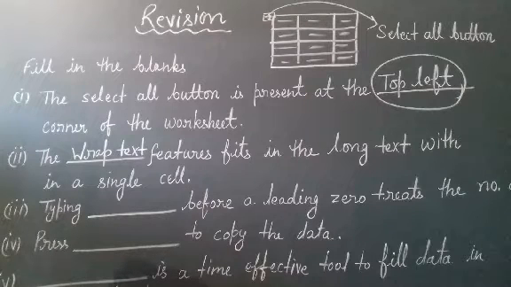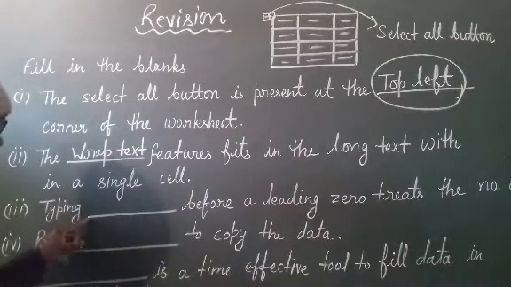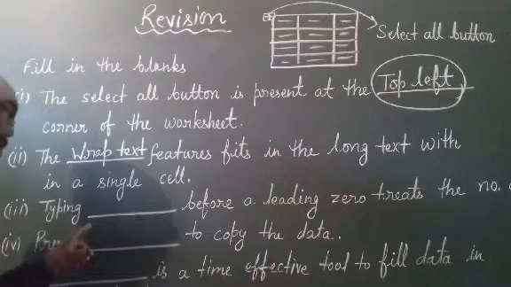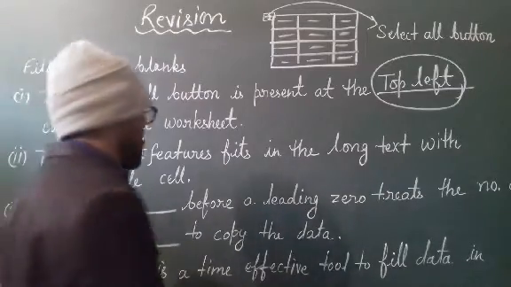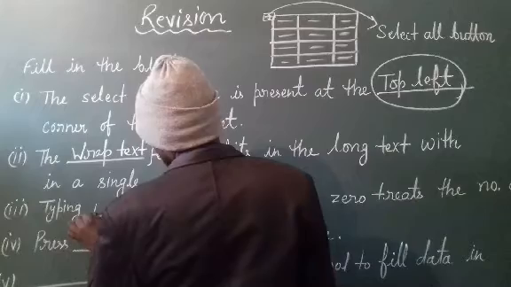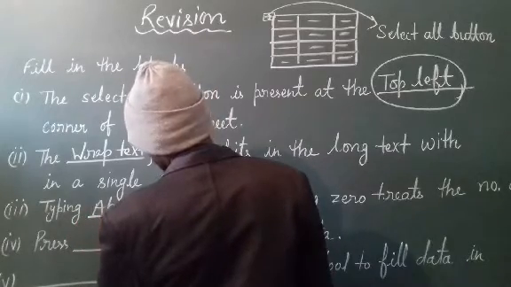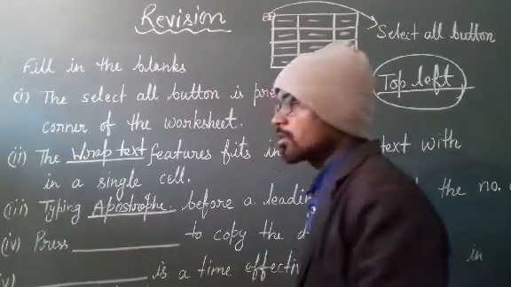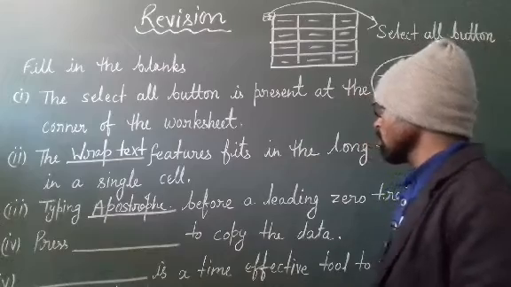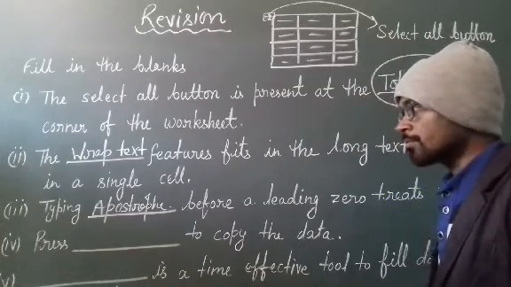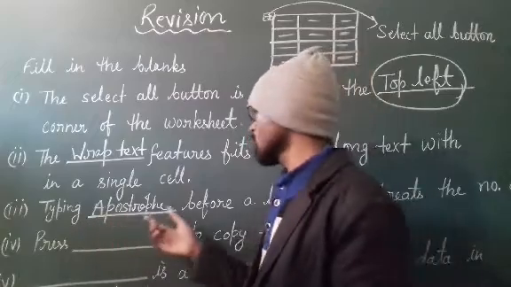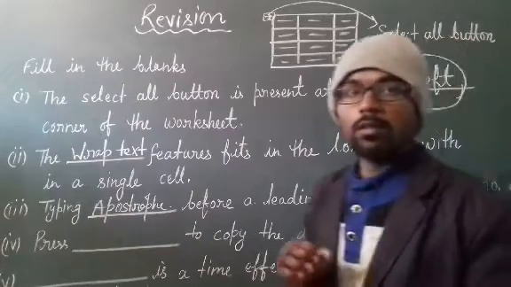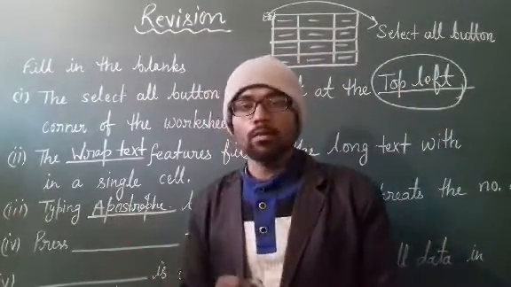What will you fill here, students? Tell me. Write your answer in the comments. Apostrophe. Okay. Your right answer is apostrophe. Students, if you want to write 0, typing an apostrophe before a leading 0 treats the number as text. So your right answer is apostrophe.